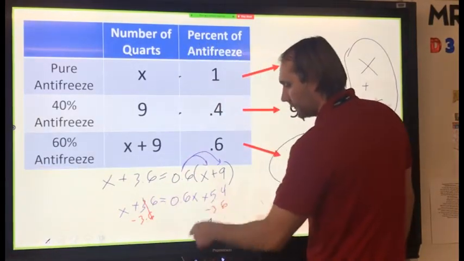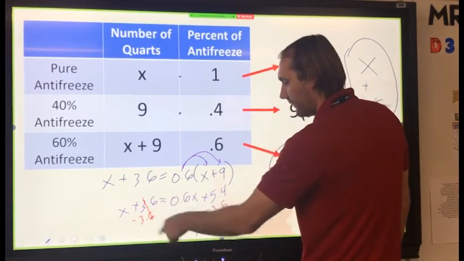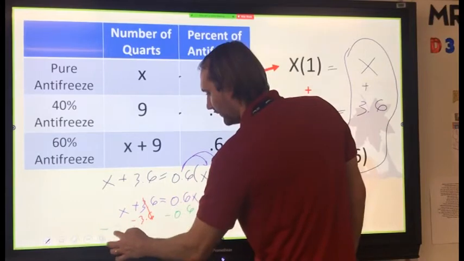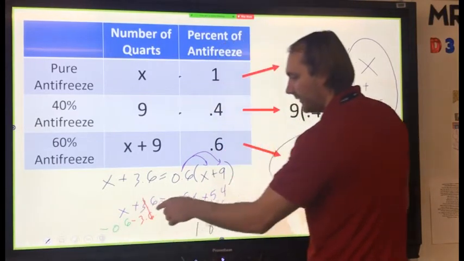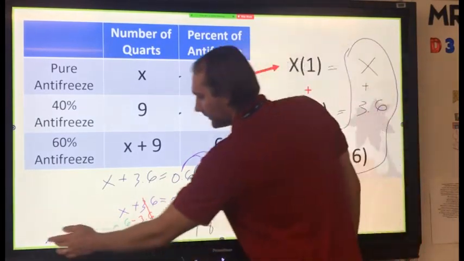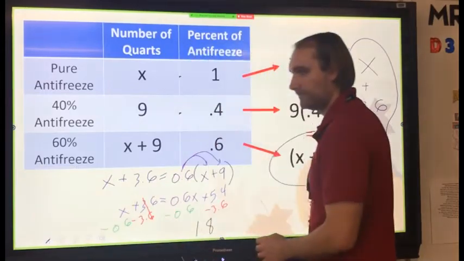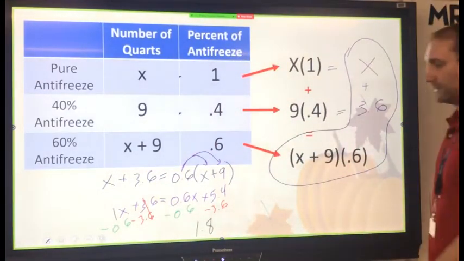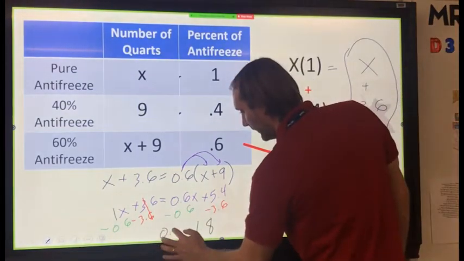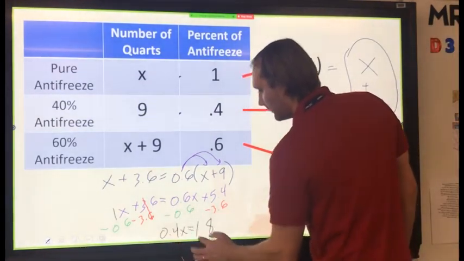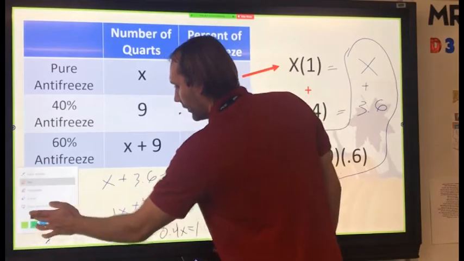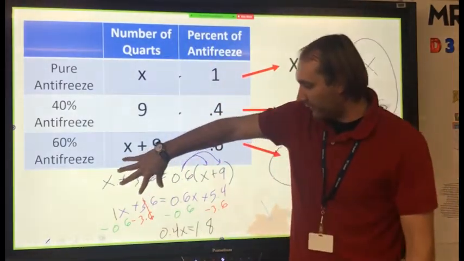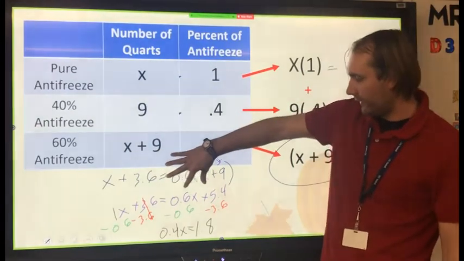And now, because I'm running out of space here, let me move the x over. So I subtract 0.6x. What is x minus 0.6x? 0.4x. Okay, hold on. So now I have x plus 3.6 equals 0.6x plus 5.4.